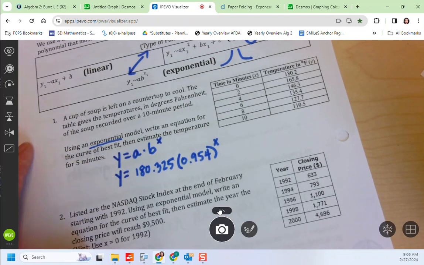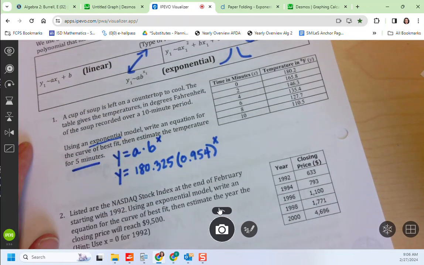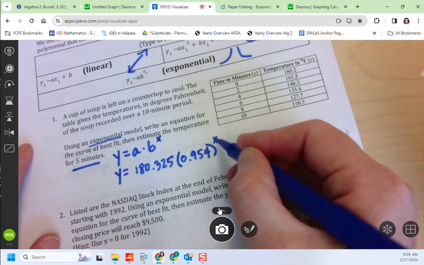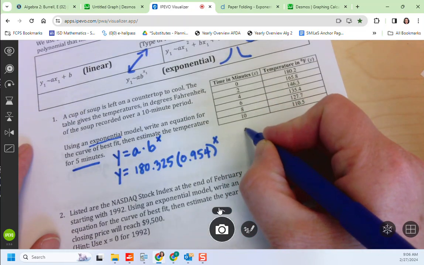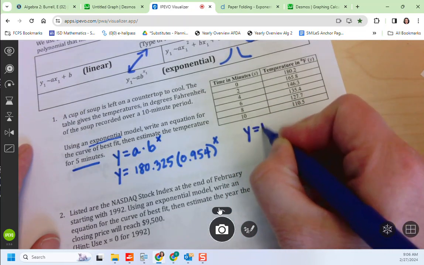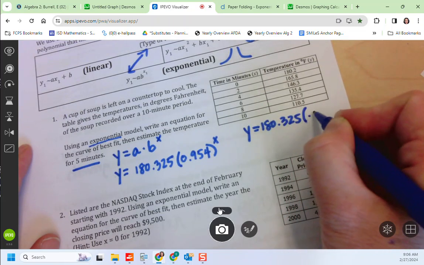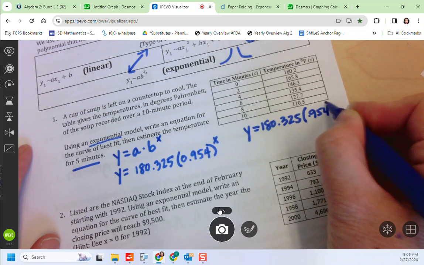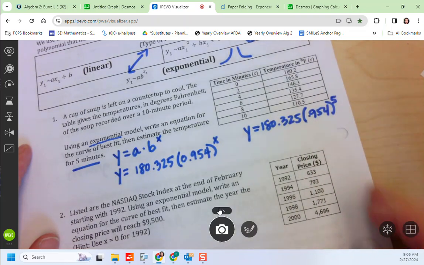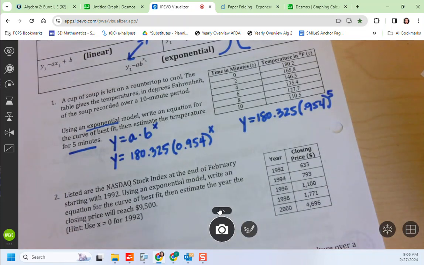And now it says to estimate the temperature for 5 minutes. Is 5 minutes an x or a y value? Thank you. 5 minutes is an x value, so we're going to put 5 in for x. So we're going to say y equals 180.325 times 0.954 to the 5th power. We're going to put that in Desmos, and we're going to see what we get. What would be the temperature?